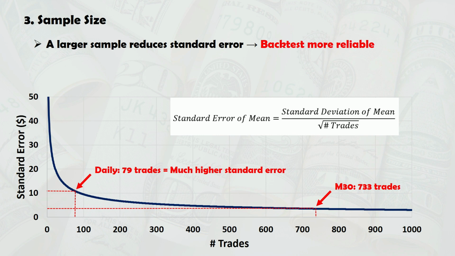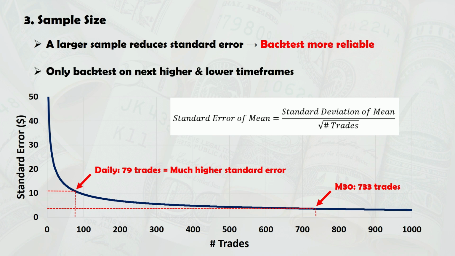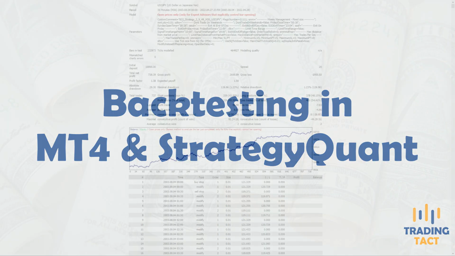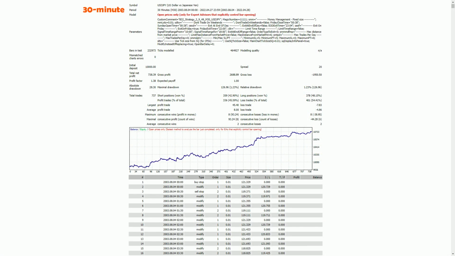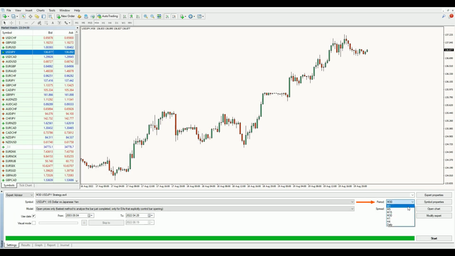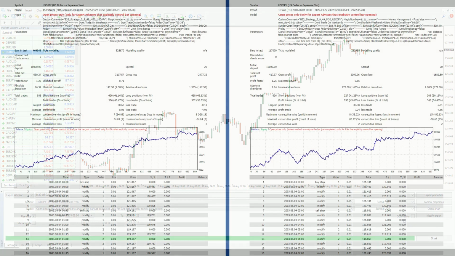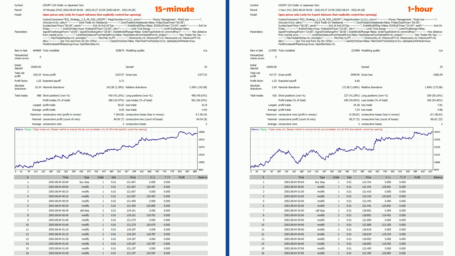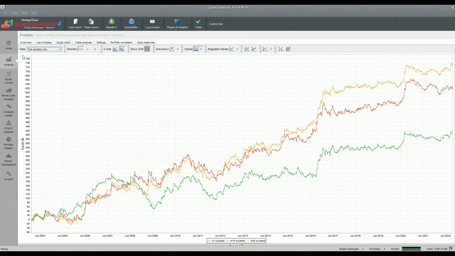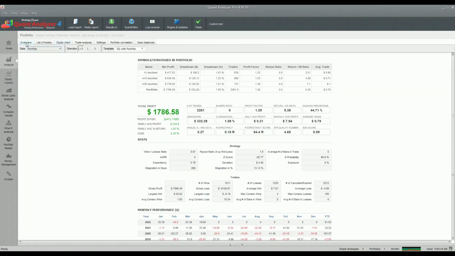With these 3 considerations in mind, I generally only backtest on the next higher and lower time frames. With that said, let's go ahead and test the 30-minute dollar-yen strategy on the 15 and 60-minute time frames. Let's start with MT4. On the original trading time frame, the strategy has a smooth equity curve with a 1.38 profit factor when tested from 2003 to 2022. To run the robustness test in MT4, you only need to change the period field. Once you have your backtest reports, I recommend importing them into Quant Analyzer. You can overlay your equity curves as shown, and obtain more detailed metrics.